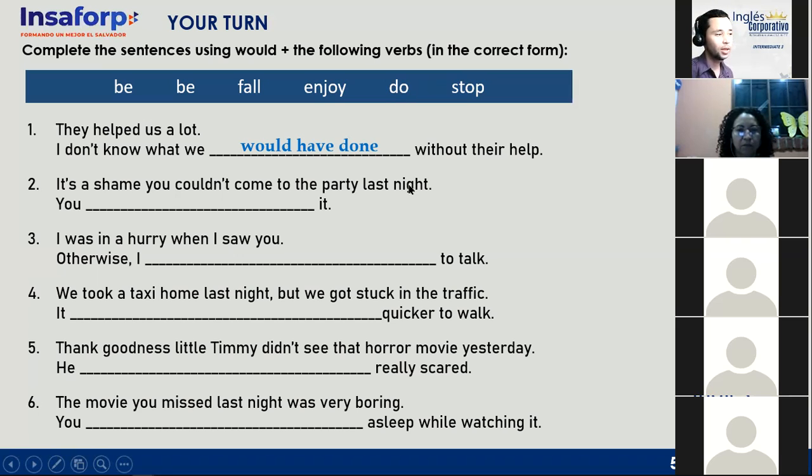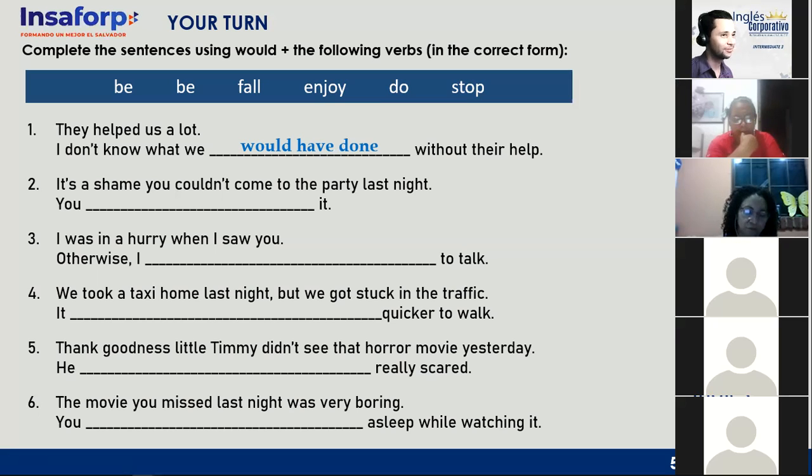What about number two? It's a shame. Es una lástima, right? It's a shame you couldn't come to the party last night. Who wants to try number two? You would have been it. No, it's a different verb. Second opportunity. Segunda oportunidad. Veamos. Pero no es be. Es otro verbo.